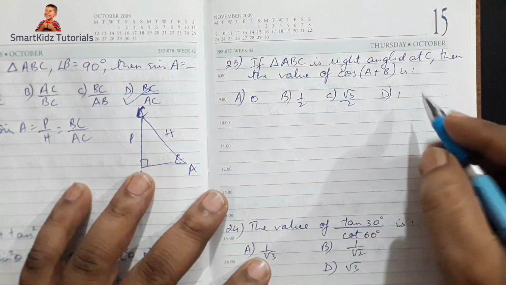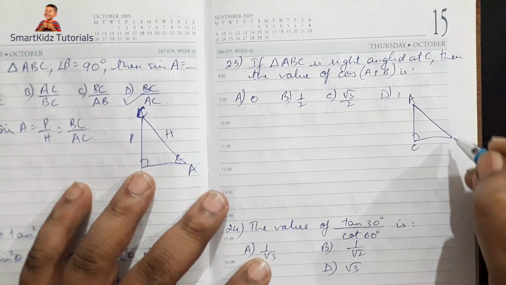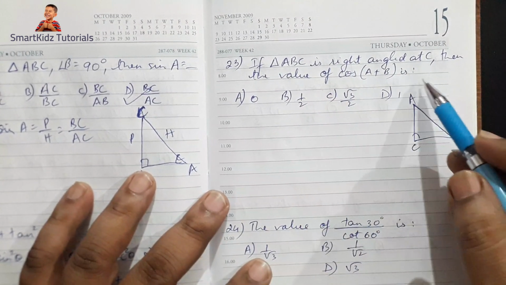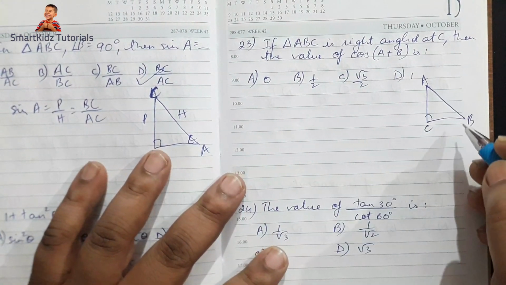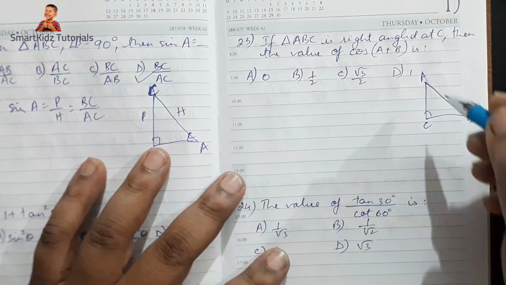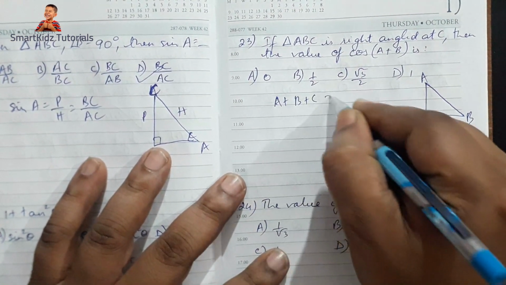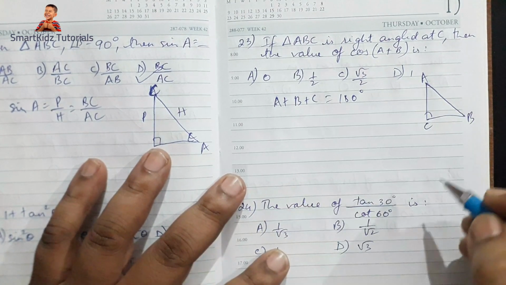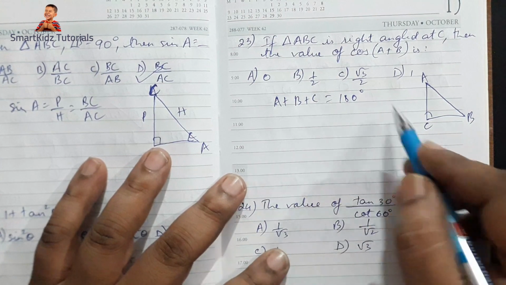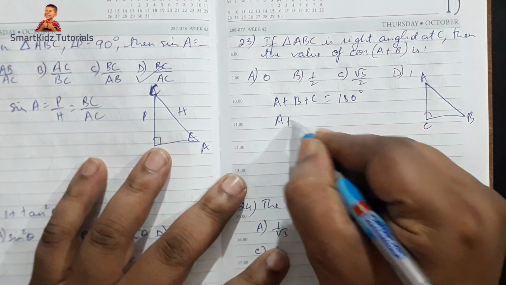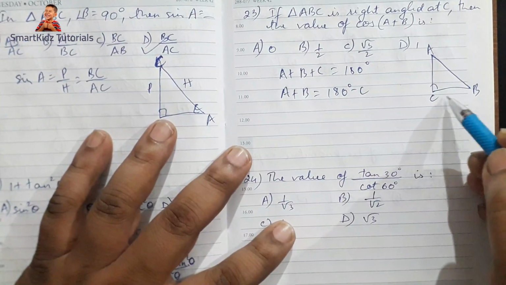Next question, if triangle ABC is right angled at C. So if you draw a triangle, it will be right angled at C. So we can take this as A and B. And then the value of cos of A plus B is what? Since this is a triangle, we can say angle A plus angle B plus angle C equal to 180 degrees, the sum of all angles of a triangle. Okay, and I'll take C on the right hand side, so it will become negative like this. A plus B equal to 180 degrees minus C.